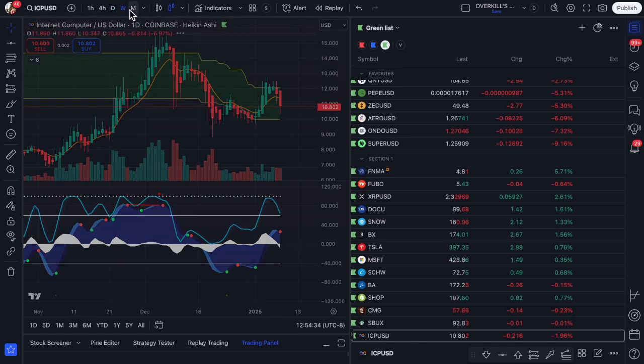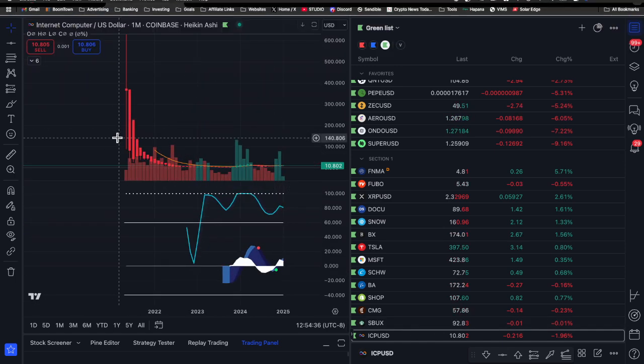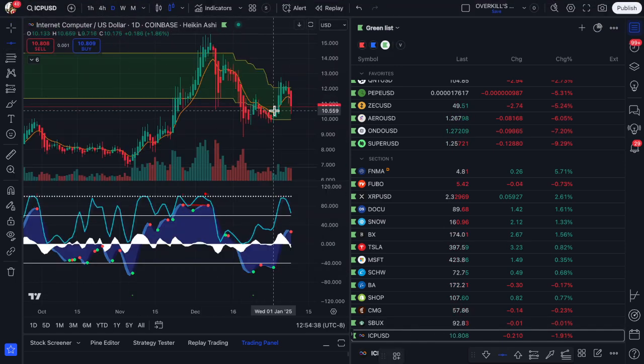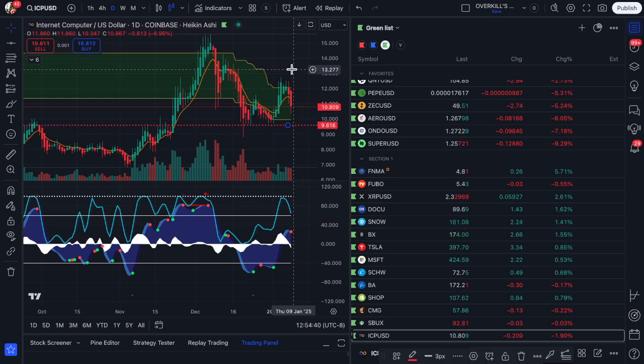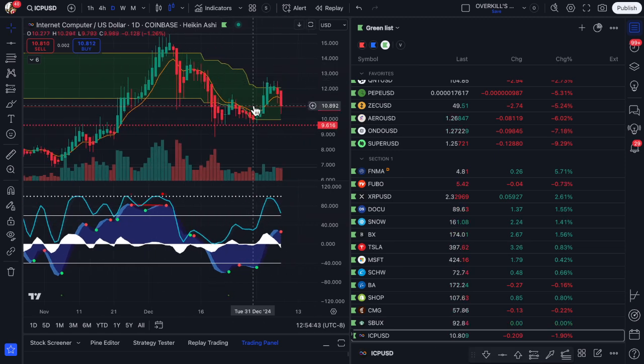ICP also red here on the daily, but it is holding green here on the monthly. So we need to set a stop loss on this one. I'm going to put the stop loss right there at, call it 960. 960 on the stop loss.